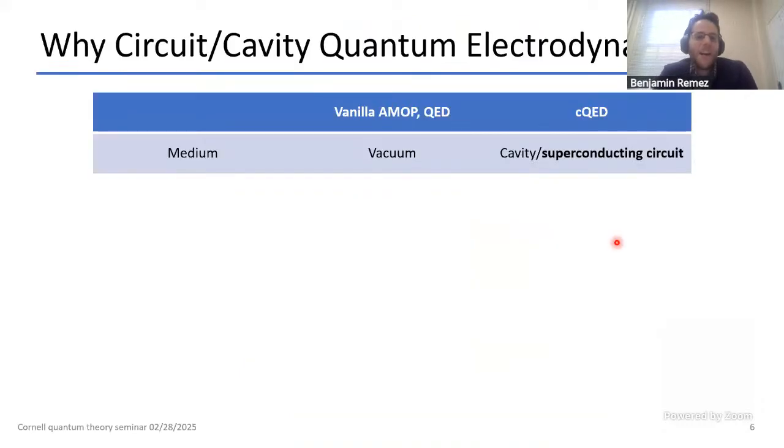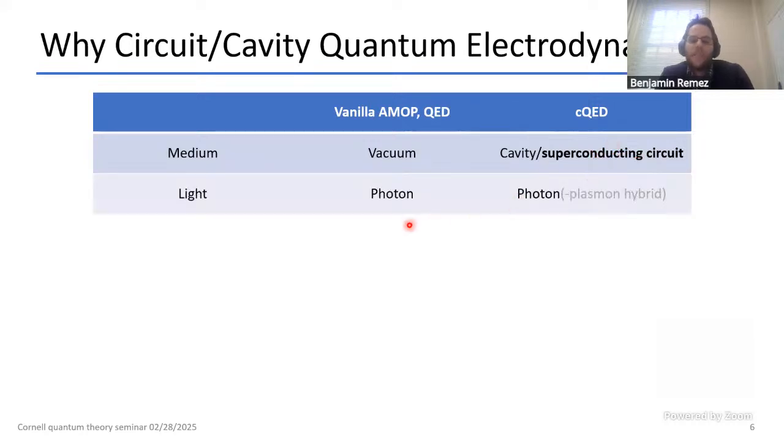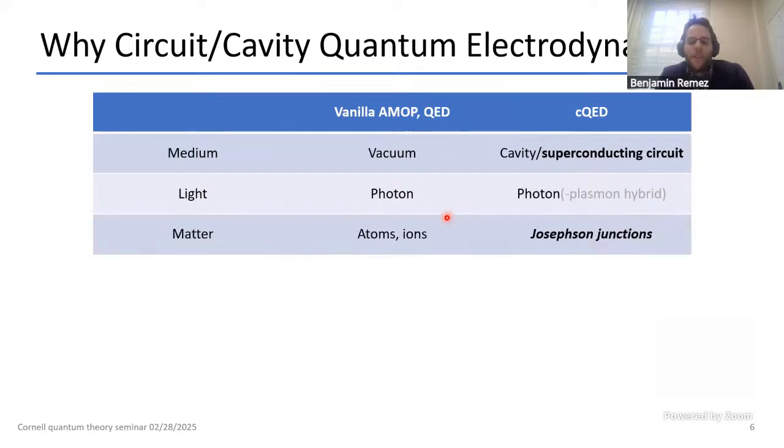Okay, moving on, we can compare, by various features, what I call vanilla quantum electrodynamics in the vacuum to cavity or circuit QED. In one case, the medium is the vacuum, and in the other, for the purposes of this talk, it will be a superconducting circuit, and I will explain how that works. In both cases, light is just carried around by photons. However, where they start to differ is in matter. In regular AMO physics, your matter is atoms and ions. In circuit QED, your matter is composed of Josephson junctions, which we'll get to in a second.